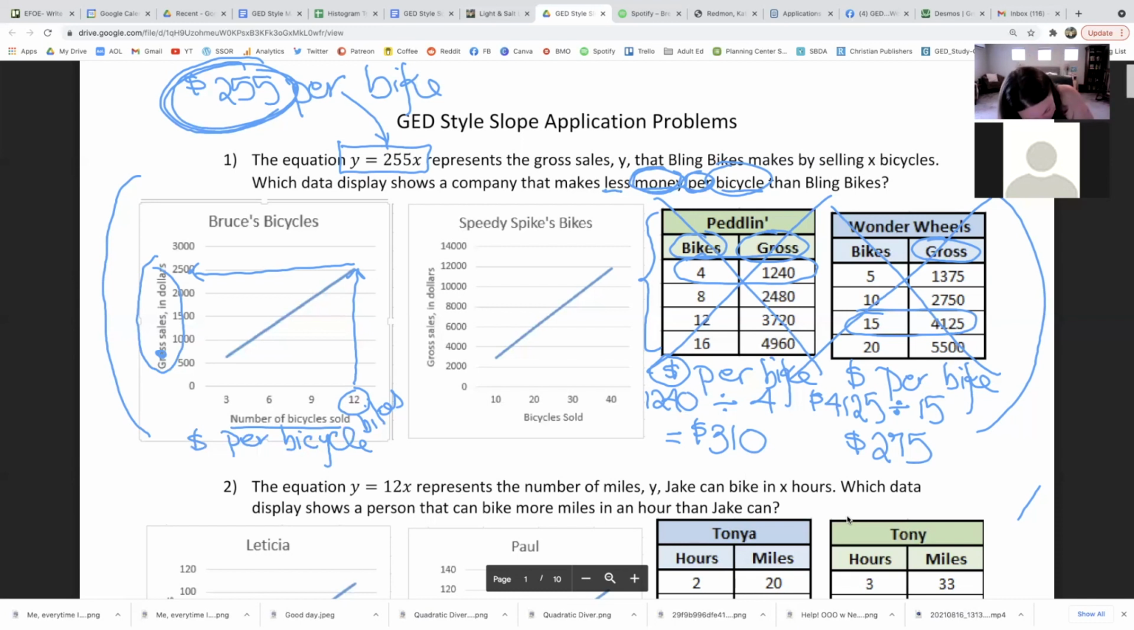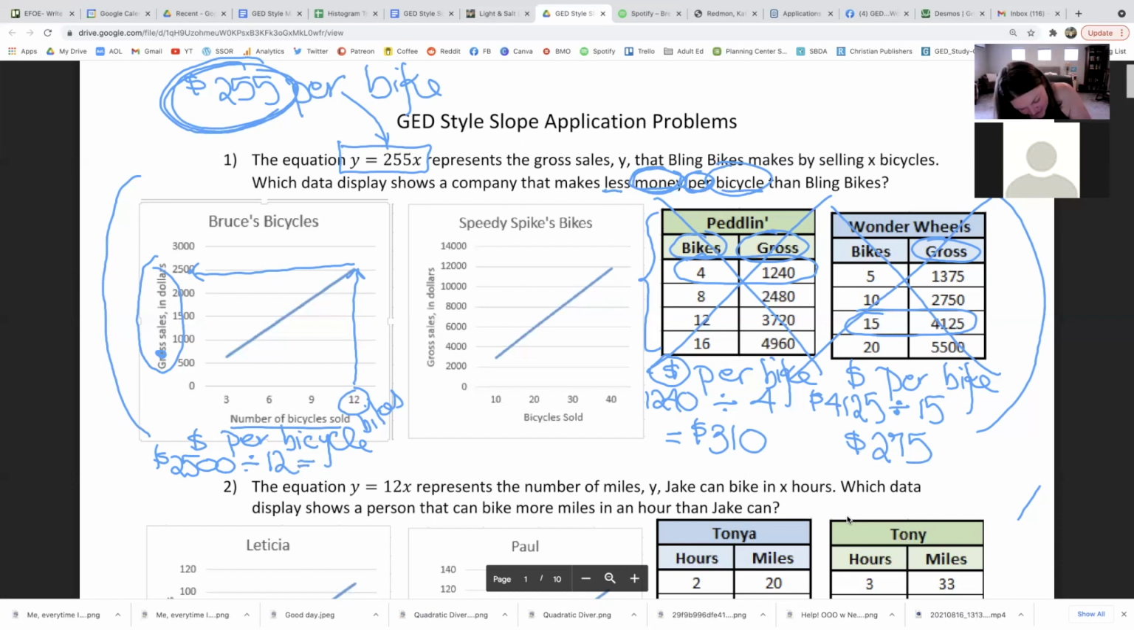So how much am I making here? I'm making about $2,500. And I'm going to per that. I'm going to divide that by the number of bicycles sold in that case. In this case, it's 12 bicycles. Okay, so let's do that. $2,500 divided by 12 bicycles to figure out how much I'm making on just one bicycle.